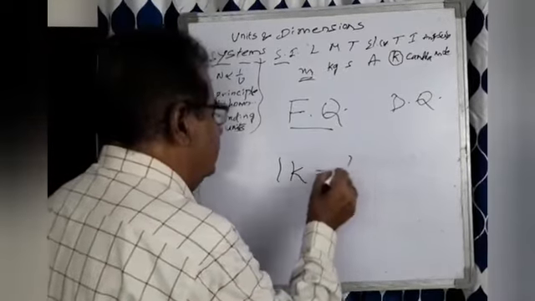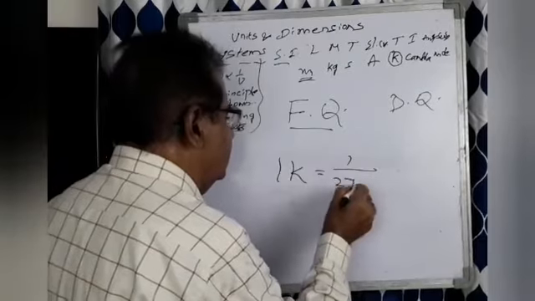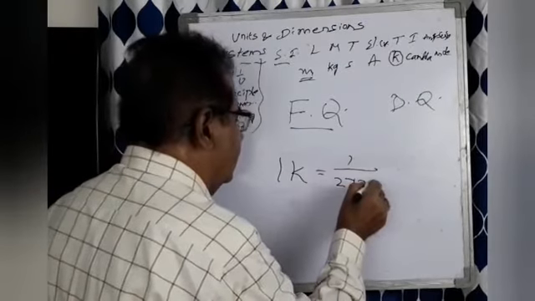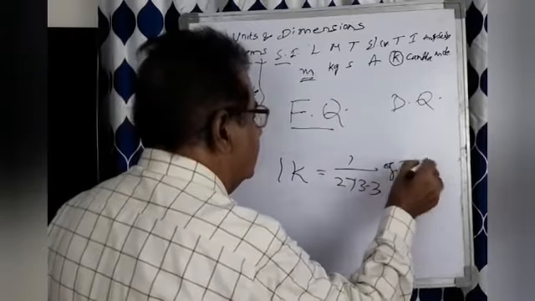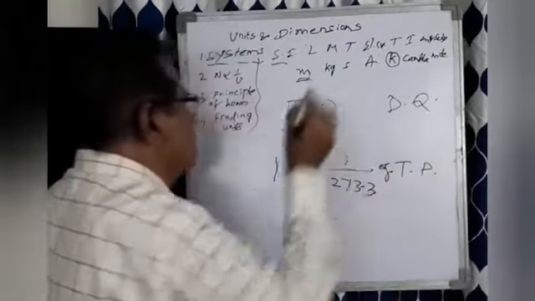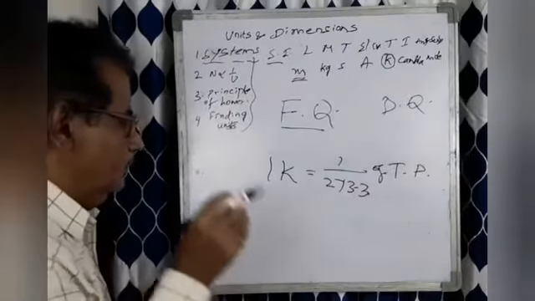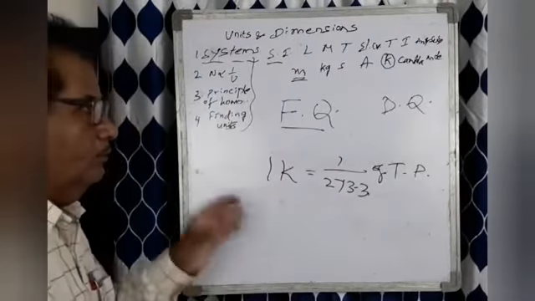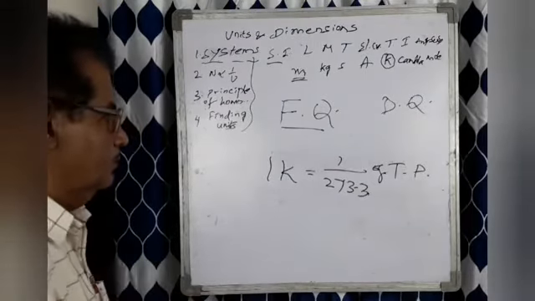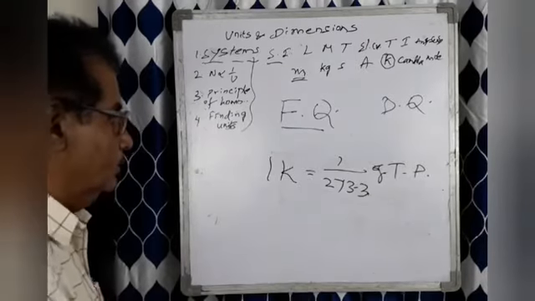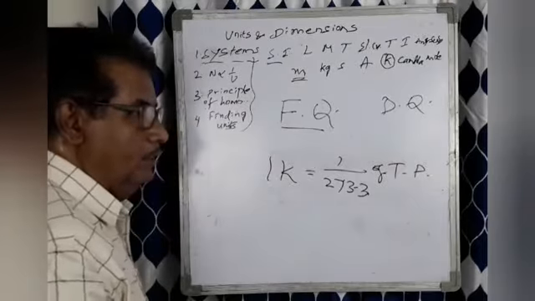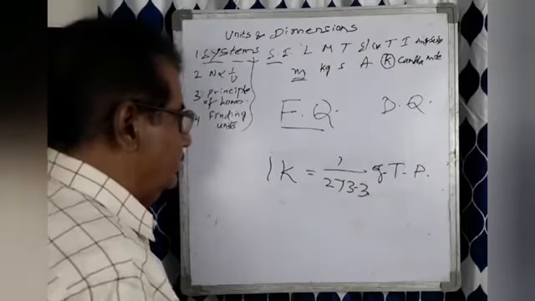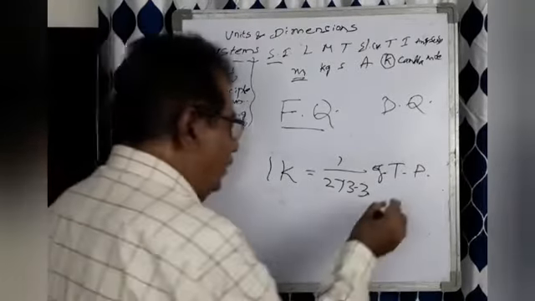1 Kelvin is 1 by 273.3 of the triple point of water. See, while studying units itself, you will get certain models, definitions and concepts which will be asked in your competitive examinations like NEET, IIT, CBSE exams, etc. What is a triple point?